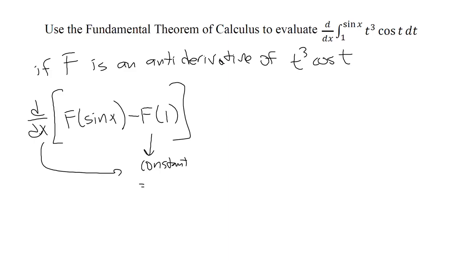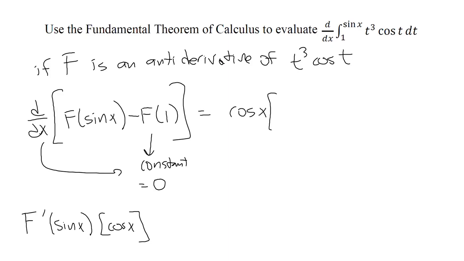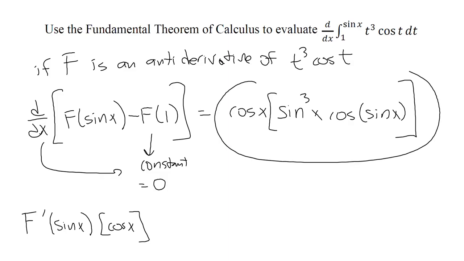Its derivative is 0. And if I take the derivative of capital F of sine x, that should be capital F prime of sine x times the derivative of sine x, which is cosine x. So that becomes my original function evaluated at sine x, times cosine. So I have cosine x, and then my original function evaluated at sine x is sine cubed of x times the cosine of the sine of x.